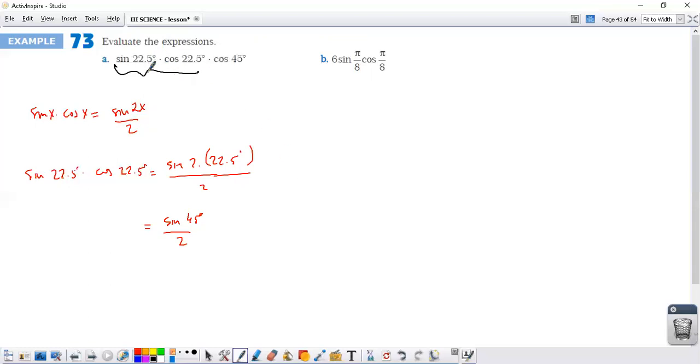By writing this, we will figure it out. Okay. So it's going to be sine 45 over 2 times cosine 45. Okay. What is sine 45 times cosine 45?